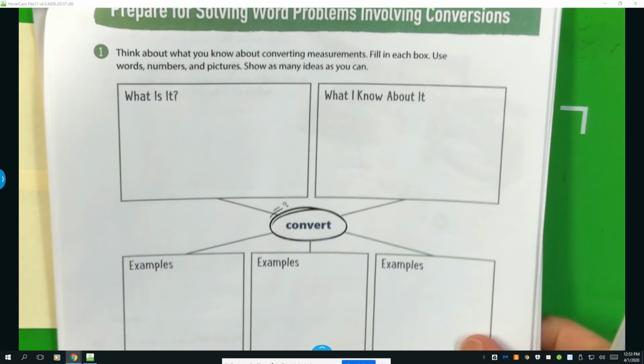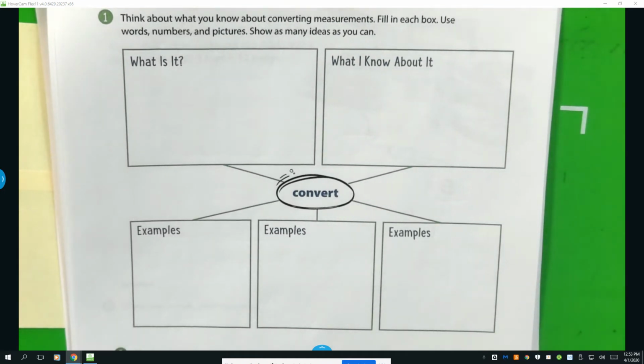Okay, so we are converting. Everyone, all of you know, this is my absolute favorite page, and I don't even mean that, but we all know how I feel about it, so it's okay.